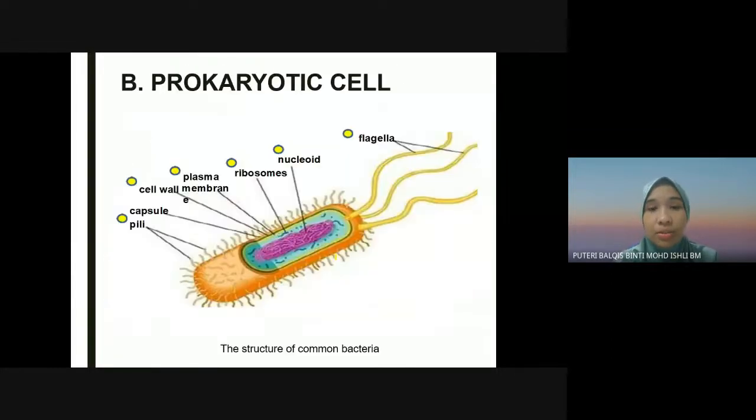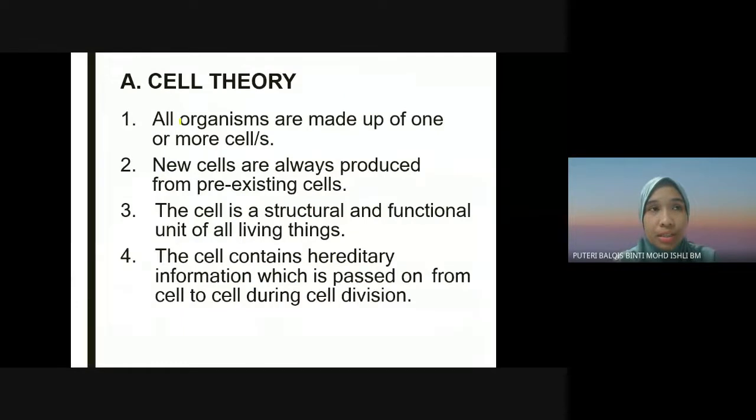Okay, so these are the cell theories. The first one, all organisms are made up of one or more cells. Number 2, new cells are always produced from pre-existing cell. Number 3, the cell is structural and functional unit of all living things. Number 4, the cell contains hereditary information which is passed on from cell to cell during cell division.